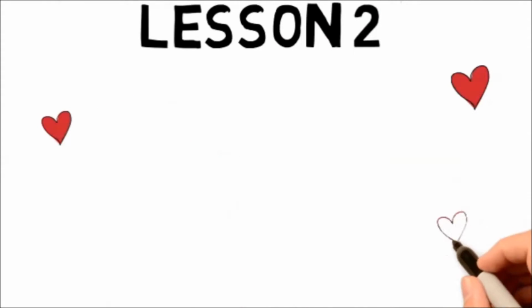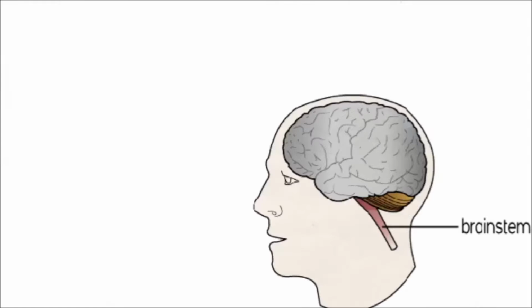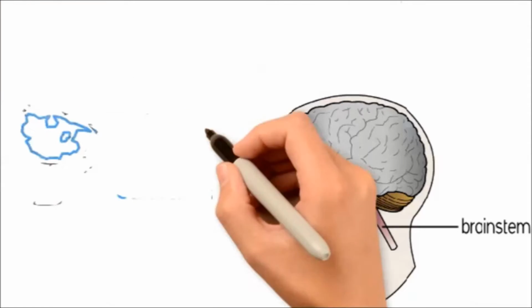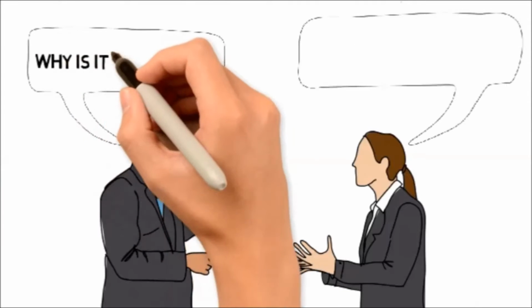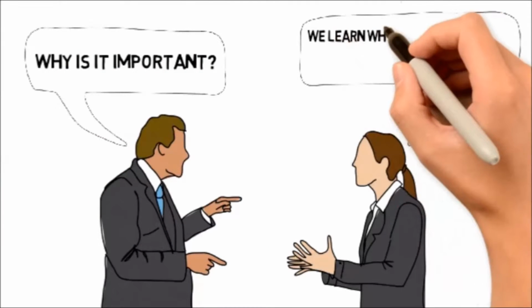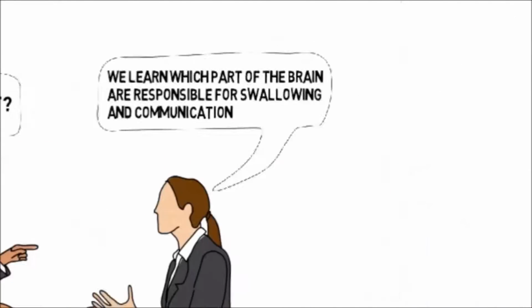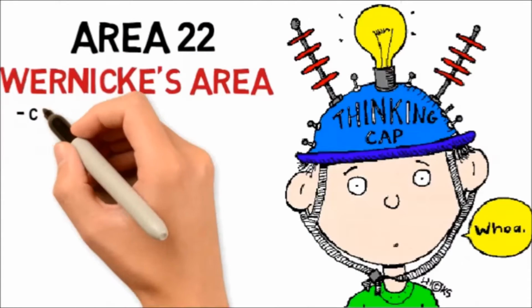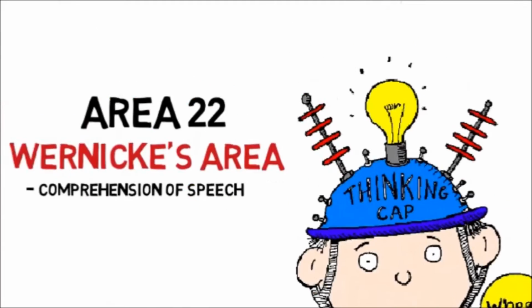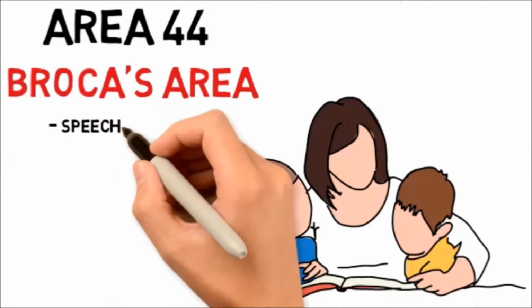The second lesson was about the most complex and magnificent organ in the human body, the brain. We learned about the different regions of the brain, such as the brainstem and the cerebellum. Brodmann areas were also introduced in this lesson. Learning the Brodmann areas is very important to us SLPs because through this, we learn which parts of the brain are responsible for swallowing and communication. For example, Brodmann area 22, also called Wernicke's area, is involved in comprehension of speech, and Brodmann area 44, the Broca's area, is important for speech production.